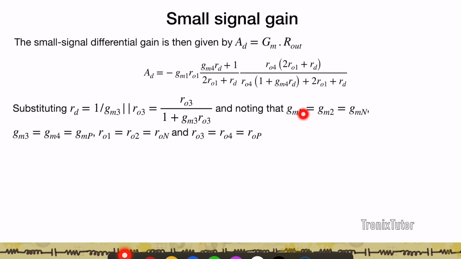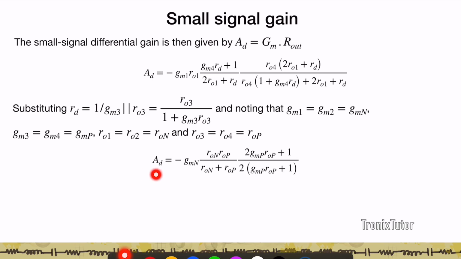We also know that GM1 is equal to GM2, and I can denote it as the transconductance of the NMOSes. Similarly, GM3 and GM4 are equal, again because the current is equal, it's a current mirror, and I can call that GMP, or the transconductance of the PMOS. RO1 and RO2 are equal because of the same bias current, call them RON, and similarly I have ROP. So I have four terms: GMN, GMP, RON and ROP.